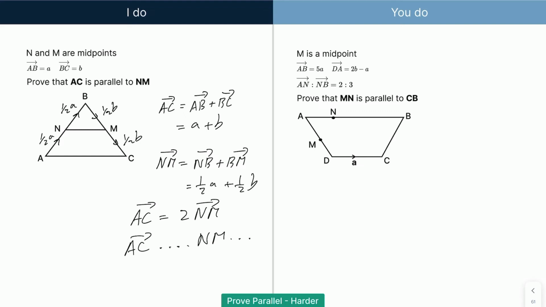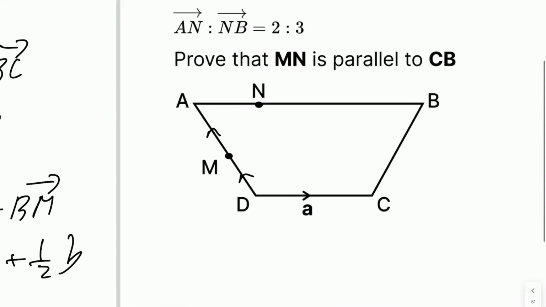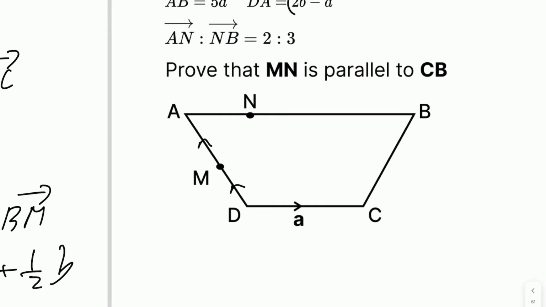So we have A to B is 5a, D to A is 2b minus a, so that's this length here. Okay, so that is 2b minus a, but M is a midpoint. So that means this is going to be in 2 bits, and I'll have to essentially half that. So if I times this by a half, that would give me what the midpoint works out as, so that would be b minus a half a here, and then b minus a half a here.